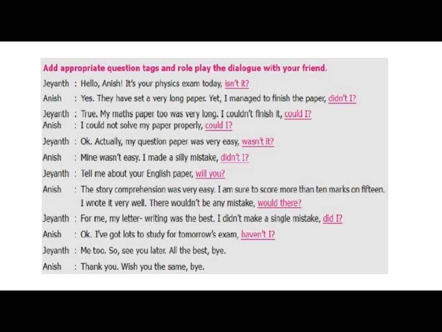Jayan: Tell me about your English paper, will you? Anish: The story comprehension was very easy. I'm sure to score more than 10 marks out of 15. I wrote it very well, there won't be any mistake there. Jayan: For me, my letter writing was the best. I didn't make a single mistake, did I? Anish: Okay, I have got lots to study for tomorrow's test, haven't I? Jayan: Me too. So, see you later. All the best. Bye. Anish: Thank you. Wish you the same.